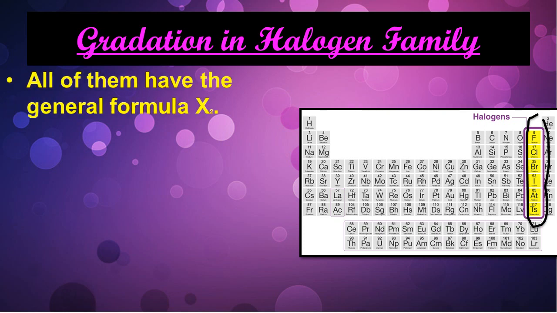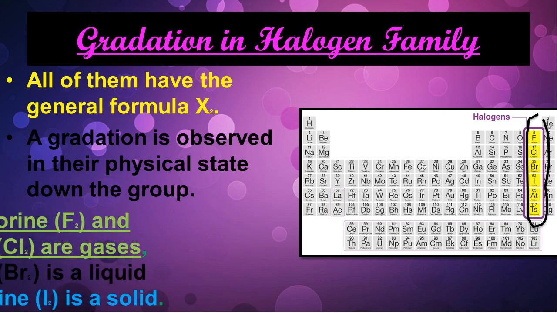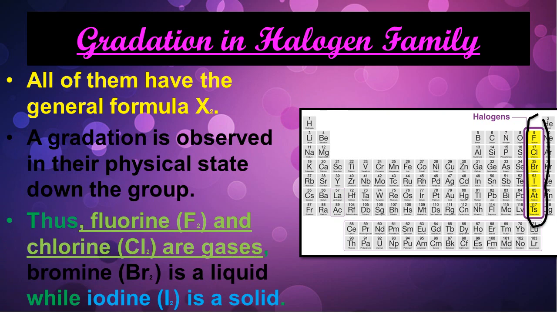And student, all of them have the general formula X2. A gradation is observed in their physical state down the group: fluorine, that is F2, and chlorine, Cl2, are present in the gaseous state, and bromine, that is Br2, is present in the liquid state, while iodine, I2, is present in the solid state.